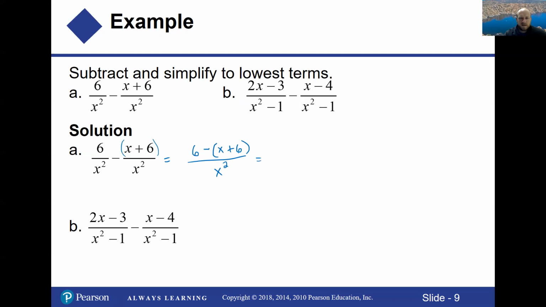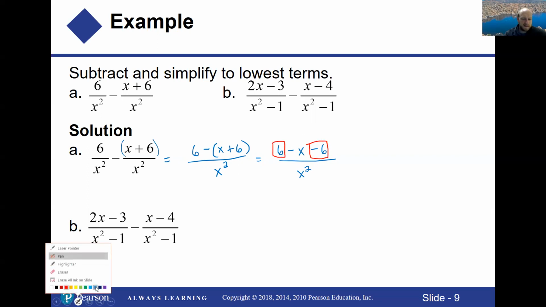Okay, now we need to distribute the subtraction sign. So it's going to be 6, distribute the negative to the x, so 6 minus x, distribute the negative to this positive 6. So that becomes a negative 6 over x squared. And then we see here, we have a couple of common or like terms. So we have a 6 and we have a negative 6. Those two just go away, right? Because those cancel out. 6 minus 6 is 0. So on top, I'm just left with a negative x. And you notice how I kind of box the sign in front of the 6. Okay, so the sign in front always goes with it.